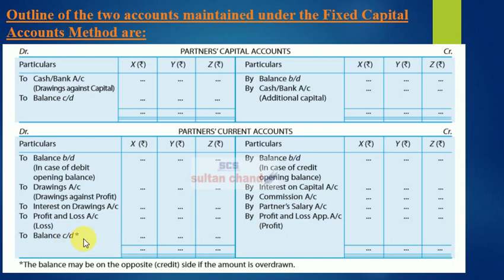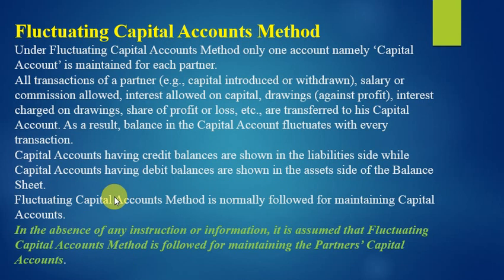So to recapitulate, there are two accounts under fixed capital method. One is partner's capital account, another is partner's current account. This will become very clear, and you will have a very clear picture of this when you do it in questions. Children, we finished capital account for partners under fixed capital account method. Now here is the second method, which is called fluctuating capital account method.